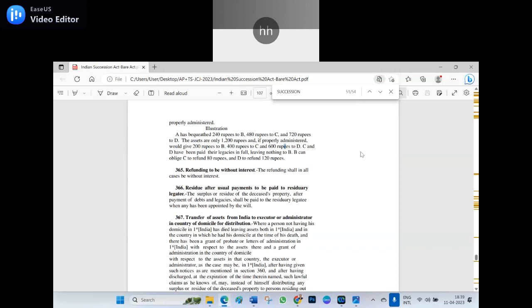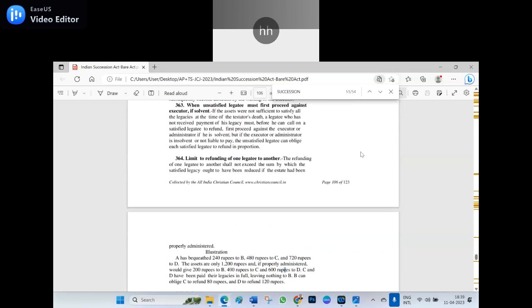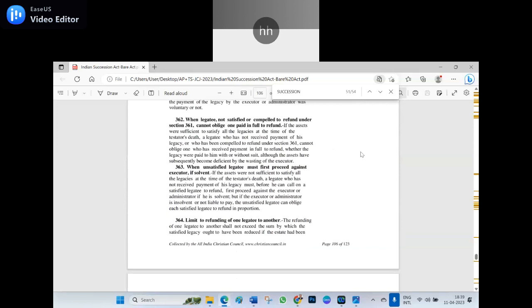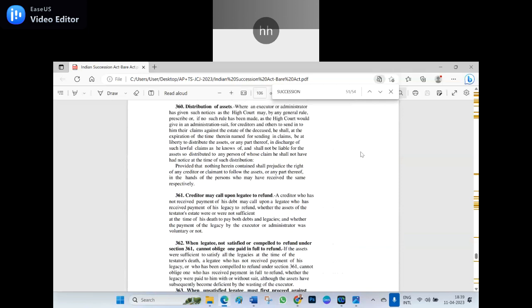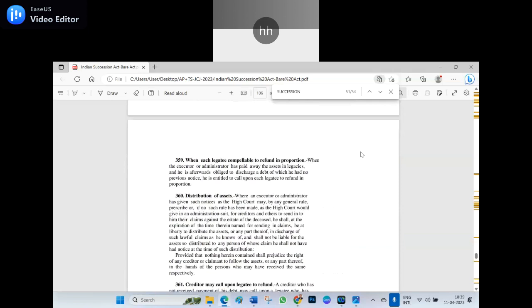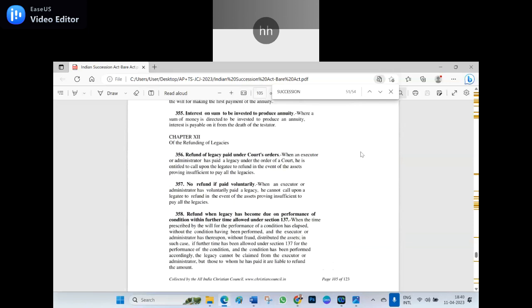Even such an illustration can be asked in your examination, because I saw in earlier questions that they directly asked the illustration from the IPC, from the Evidence Act, and from other illustrations wherever they are. They can ask it that way in the Indian Succession Act. So I told you, chapter 12 deals with the refunding of legacies. Now, a supplementary question: what is meant by legacy?